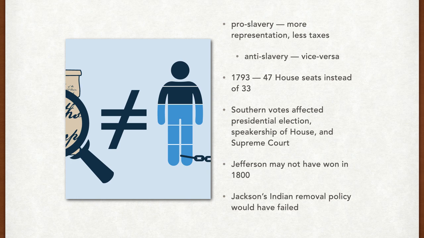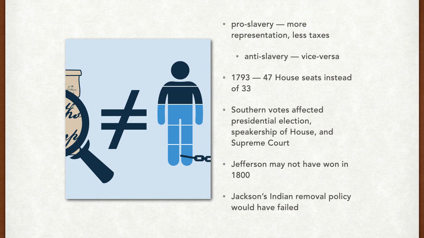The impact in favor of the southern states upon the House of Representatives was noticeable. For example, in 1793, the southern states had 47 of the 105 members, but would have had 33 had seats been assigned based on free populations. As I mentioned before, because the southern states had ample representation, not only were they able to affect the presidential elections, but also the speakership of the House and the Supreme Court.